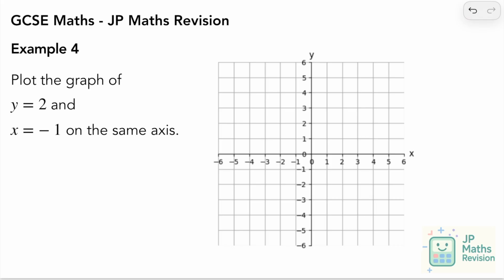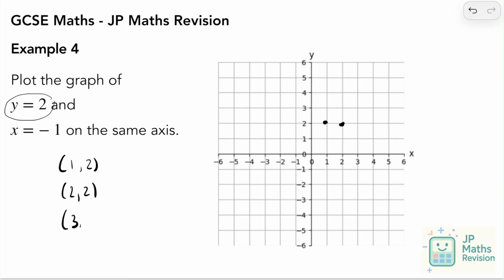Here's another example. So we need to plot the graph of y equals 2 and x equals -1 on the same axis. So the first one, we have y equals 2. So when y equals 2, every coordinate has a y coordinate of 2. So for example, we could plot 1, 2. So 1, 2 would be here. We could plot 2, 2. 2, 2 would be here.